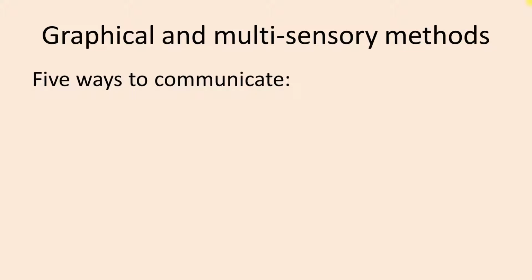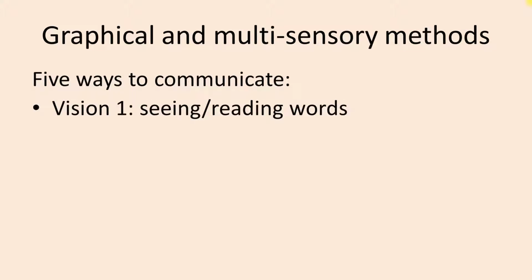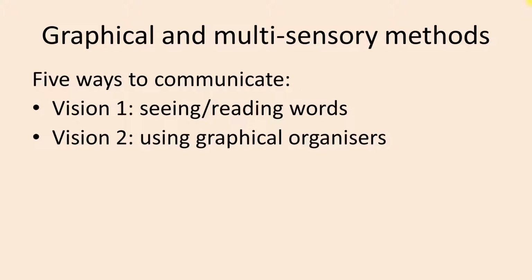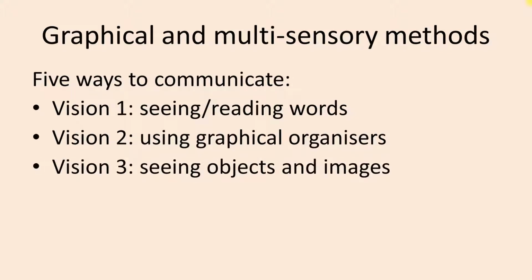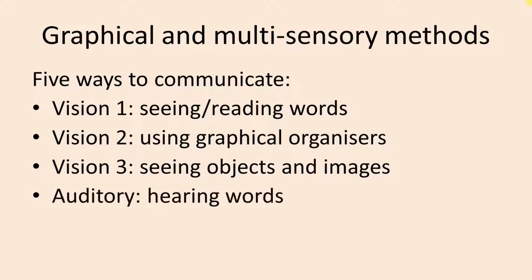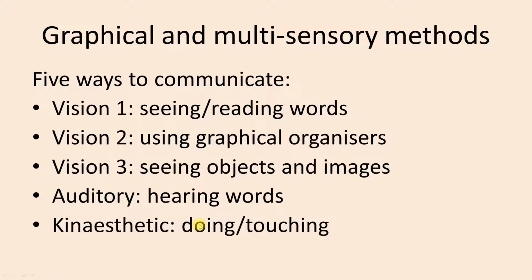There are about 5 ways to communicate with your students. We could call them Vision 1, that is reading or seeing words. Vision 2 is using graphical organizers, things like mind maps and tables. Vision 3, actually seeing real objects or at least images of those objects. Fourthly, hearing the words which you're saying to them or which other students say to them. And the last one is sometimes called kinesthetic, that is doing or touching things.